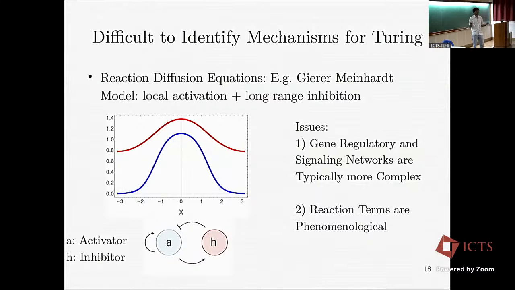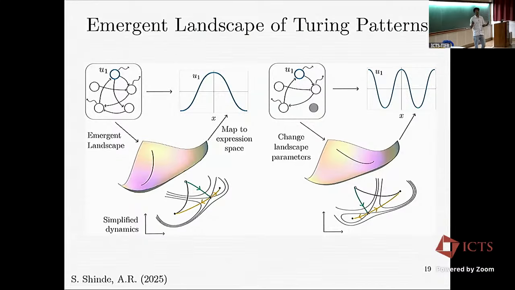Essentially, there have been 2 issues with Turing patterns. One is that the reaction terms are phenomenological. You have no way to write down the reaction terms in some fundamental way. The second is that, as we saw, gene regulatory and signaling networks are typically more complex. So it's been hard, though there are some cases, to figure out which molecules are going to give you this kind of activator-inhibitor structure that will produce a pattern state. Okay, so again, we wanted to go away from this and see, can we think about Turing patterns now using these landscapes?